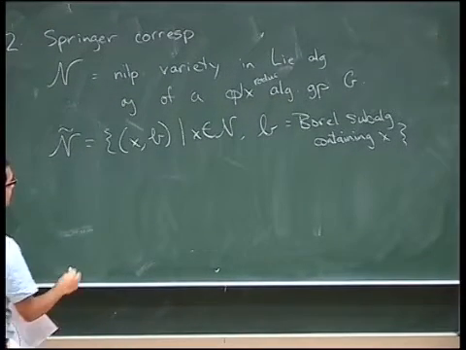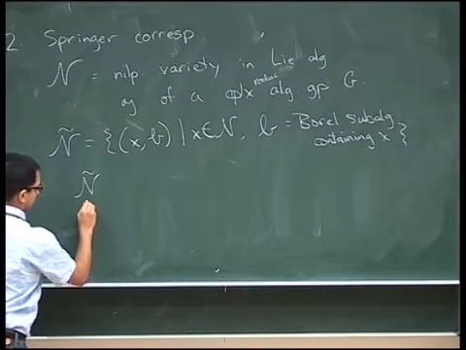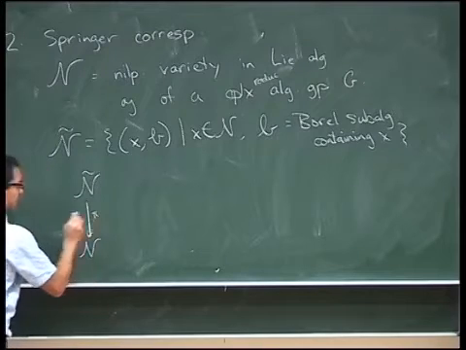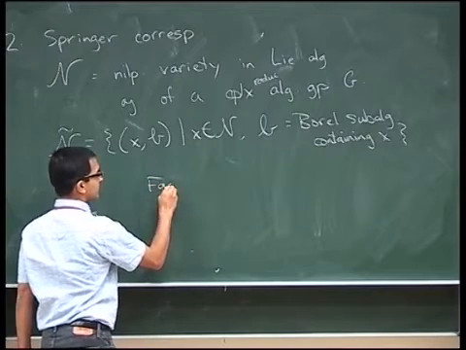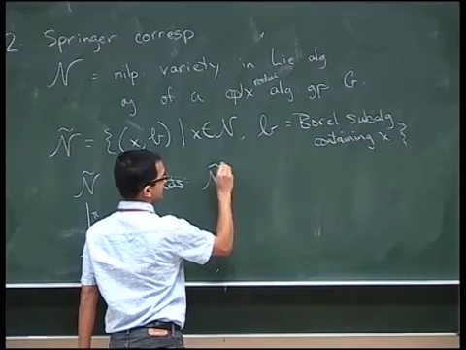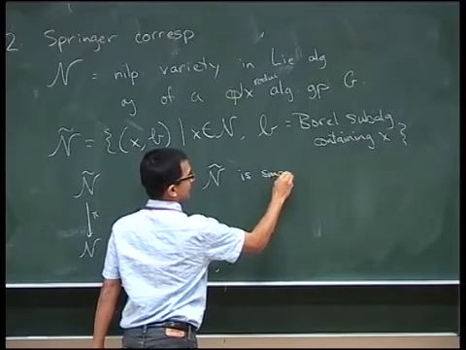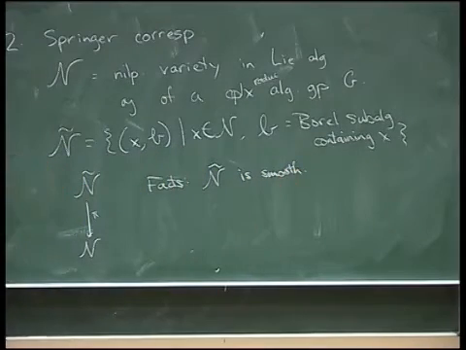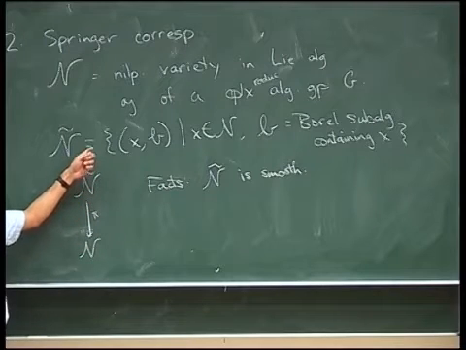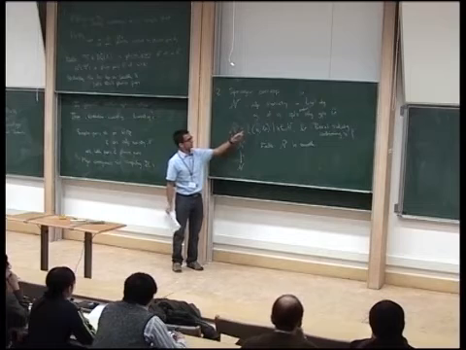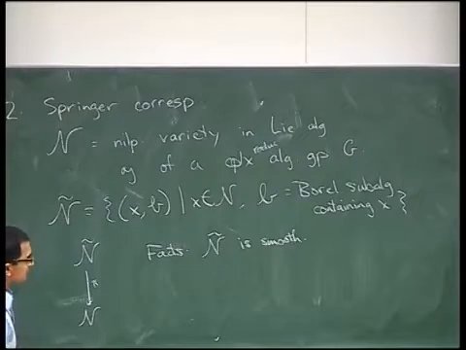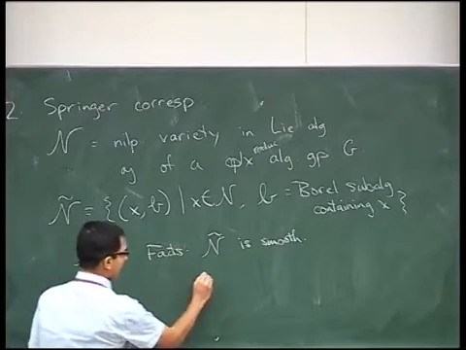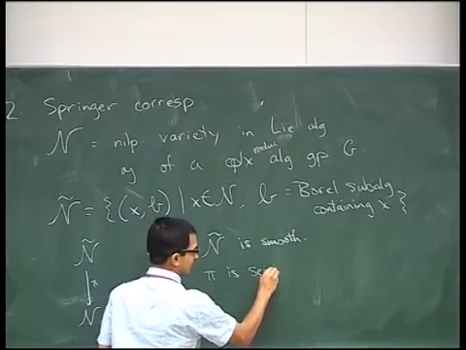Okay. And then, of course, you can forget the Borel, and then that's a map from Ñ to N. And here are some facts. Ñ is smooth. This is pretty easy. It's maybe not completely obvious from this description, but you can also think of this as the cotangent bundle to the flag variety. So then it's sort of obviously smooth. And π is semi-small and proper.